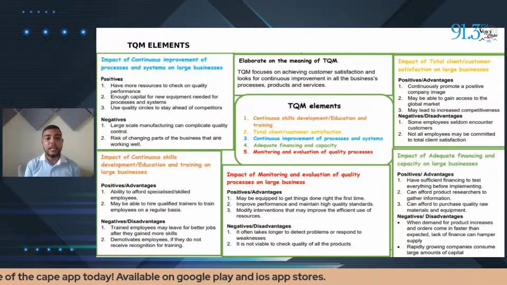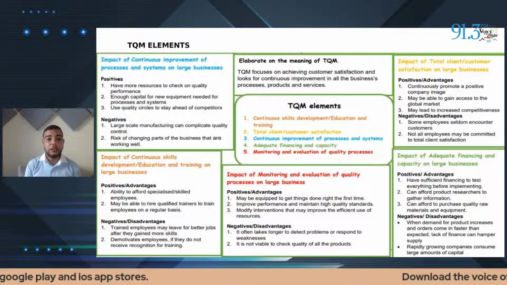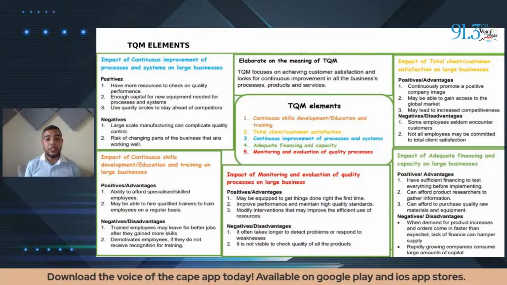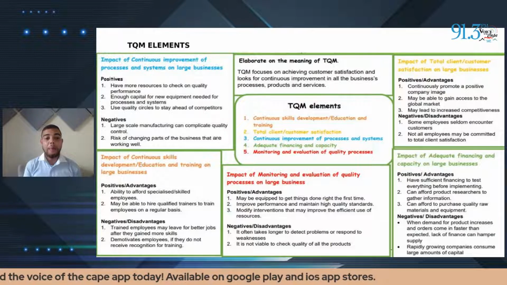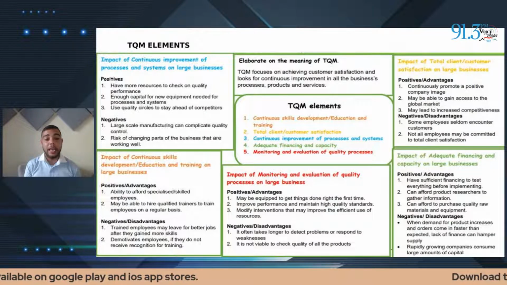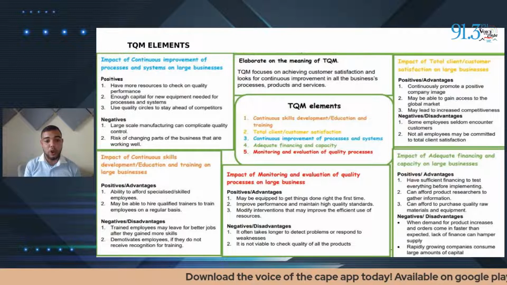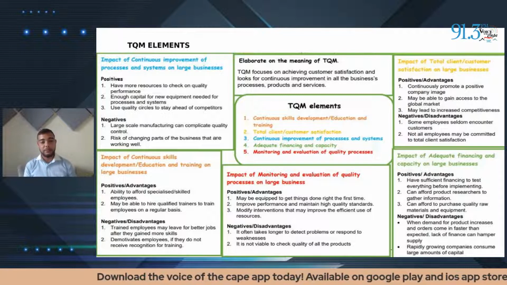We move on to the next one, which should be the continuous skills development. So, the ability to afford specialized or skilled employees. That's good because they bring a sense of stability to the company. May be able to hire qualified trainers to train employees on a regular basis. The negative thing about this is that trained employees may leave for better jobs after they gained more skills.